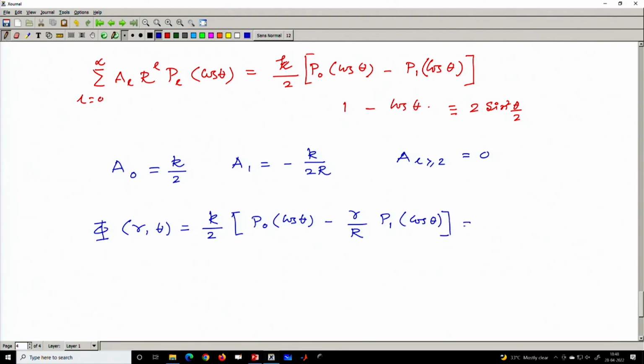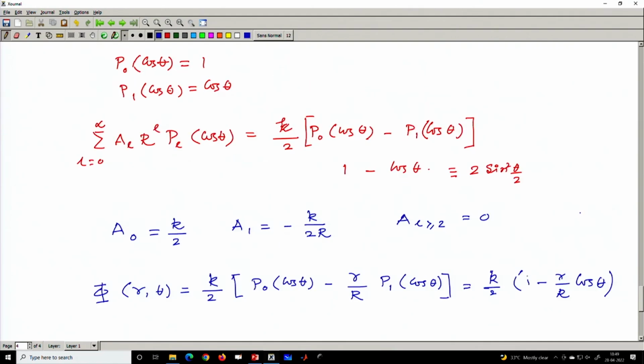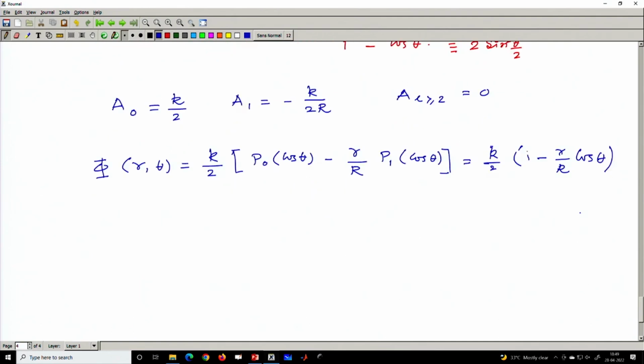This is equal to k by 2 times 1 minus r by r cos theta. That is my result here. When all these parameters are given, I can find that this is my result.